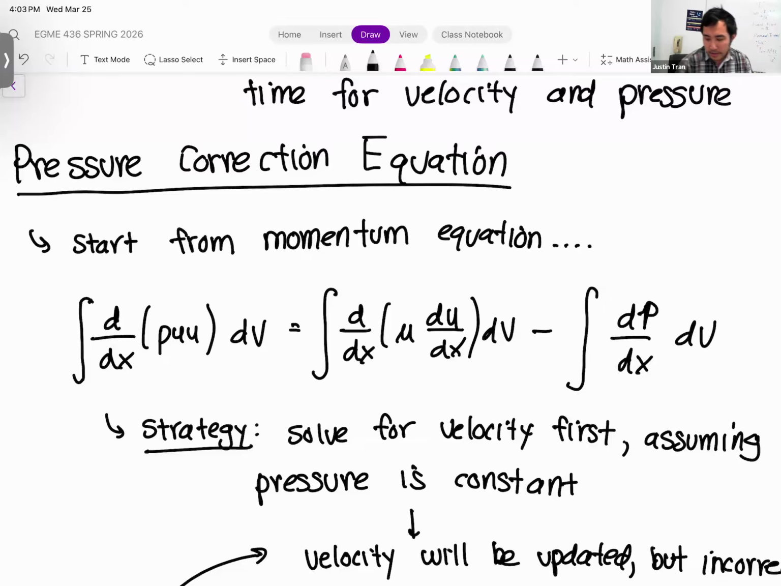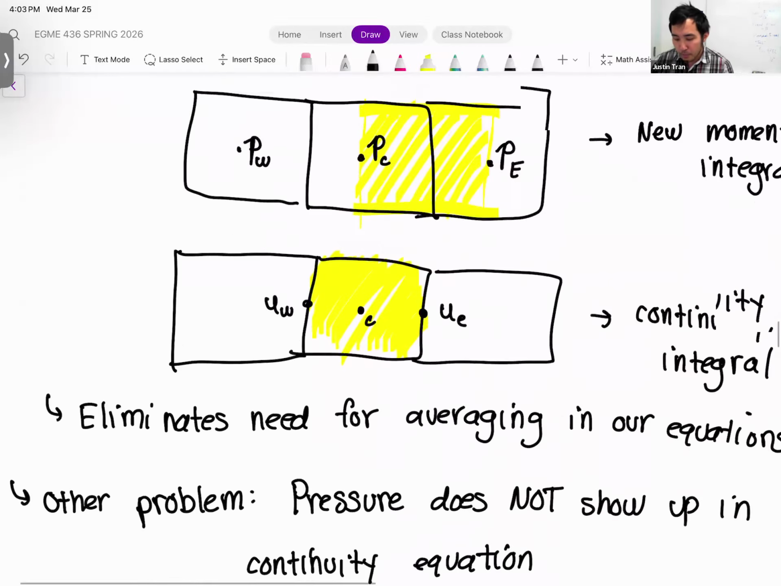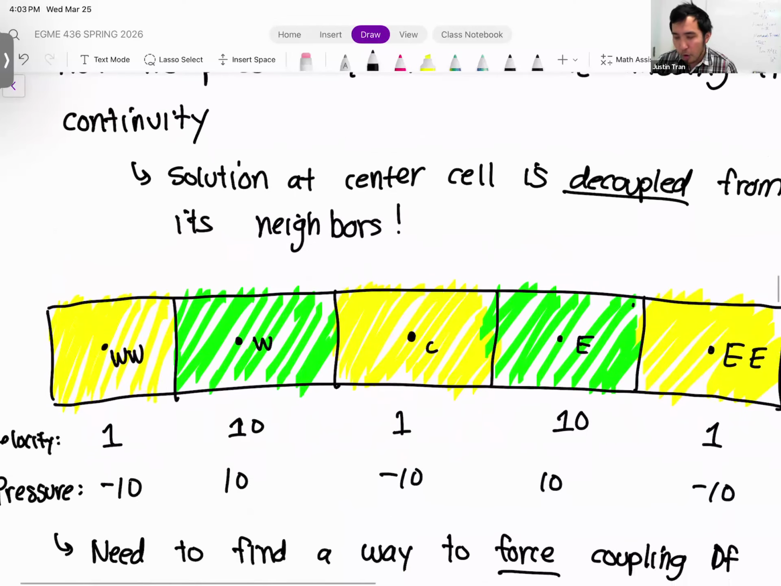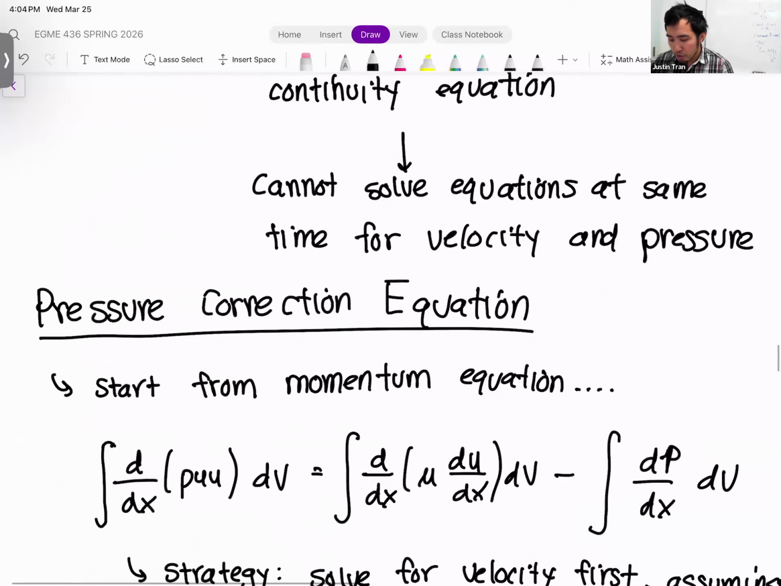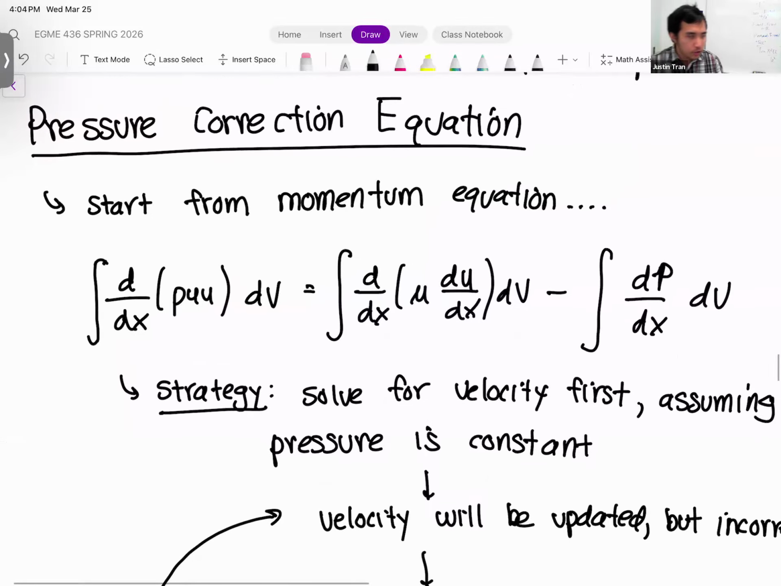But it also leads to a very interesting problem called the checkerboard problem, where we have alternating cells that may have a certain solution. The reason for that is because our solutions are decoupled. So we're tackling two problems at the same time, and the way we're doing it is through a method that we call the pressure correction equation.